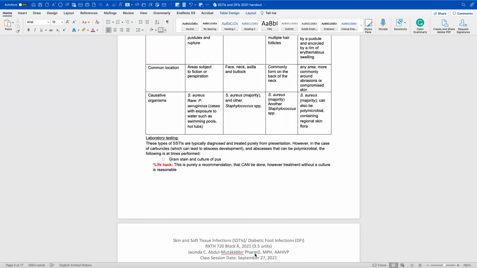So for laboratory testing, these types of SSTIs are typically diagnosed and treated purely from presentation. However, in the case of carbuncles, which can lead to abscess development, and abscesses that can be polymicrobial, the following is performed at times. So really for carbuncles, as we scale up in the way that these present, we will consider doing a gram stain. We will consider doing a culture of the pus, just so we can better tailor our treatment therapies.